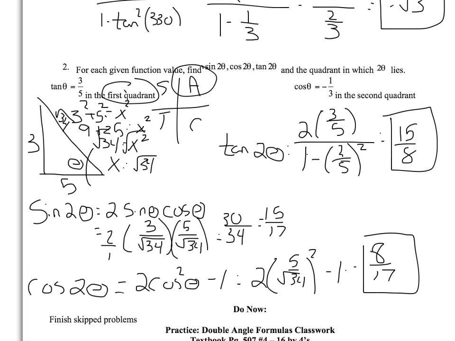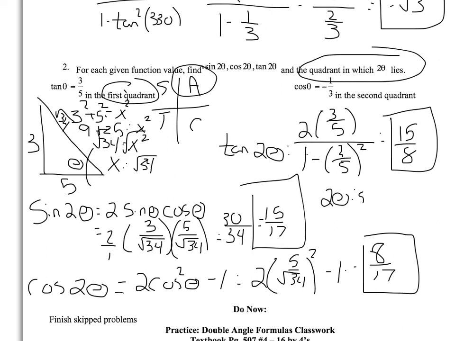Now, since the answers for sine, cosine, and tangent 2 theta are all positive, the quadrant that 2 theta lies in is quadrant 1, because everything will be positive in quadrant 1. You can also try the other problem there, so please do the problems that I skipped at this point.